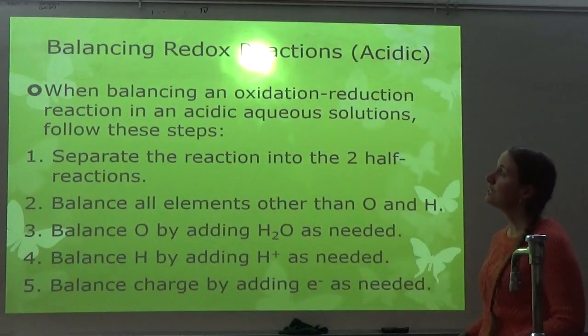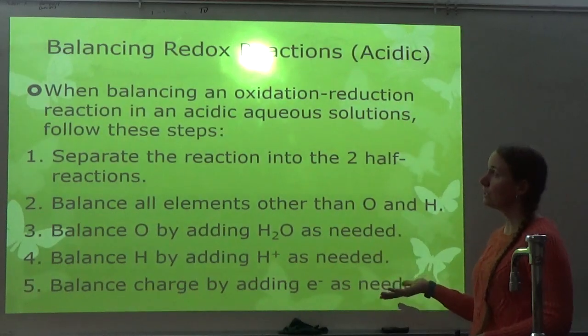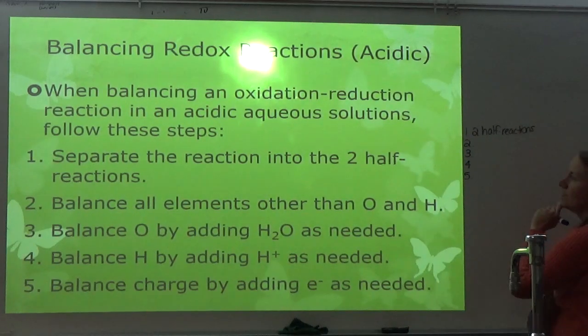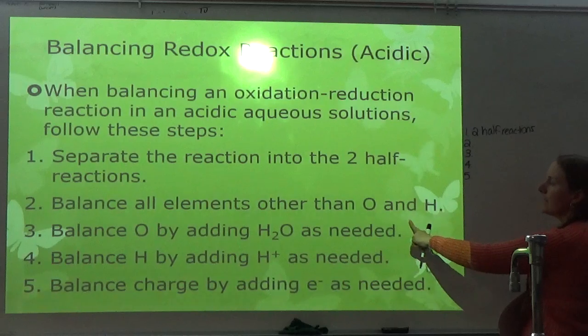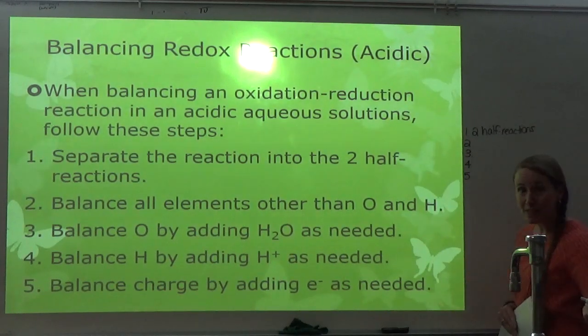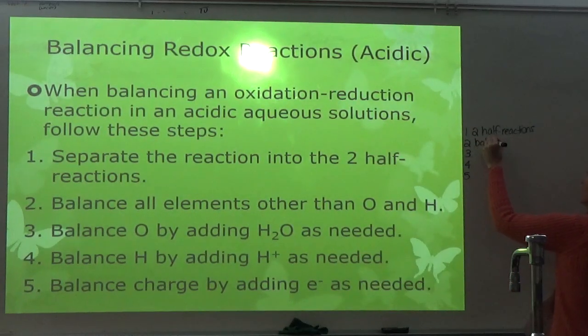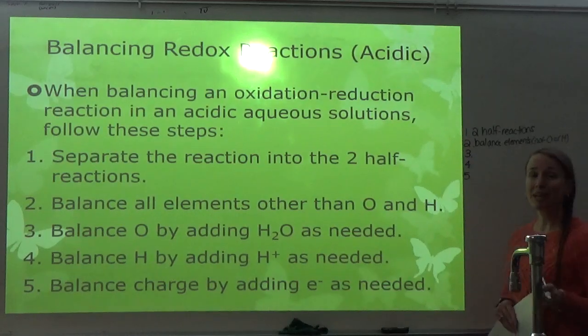Okay, so when balancing an oxidation-reduction reaction in an acidic aqueous solution, we follow these steps. I'm going to put an abbreviated version over here. First we separate into the two half reactions. Then we're going to balance all elements besides O and H, which is convenient because when I teach y'all to balance, we always save H and O for last. So balance elements, but not O or H. We're going to balance everybody else.